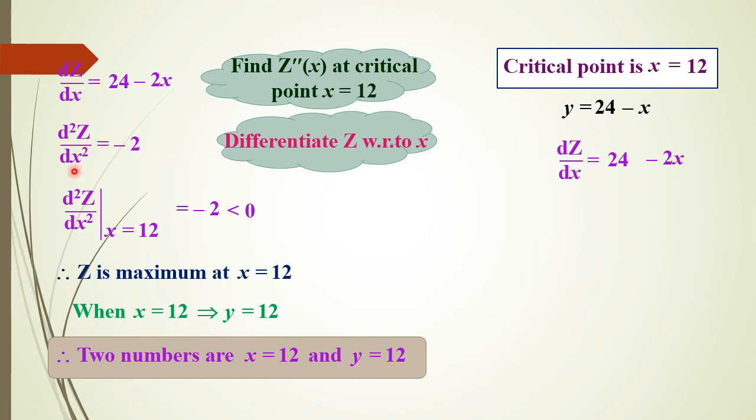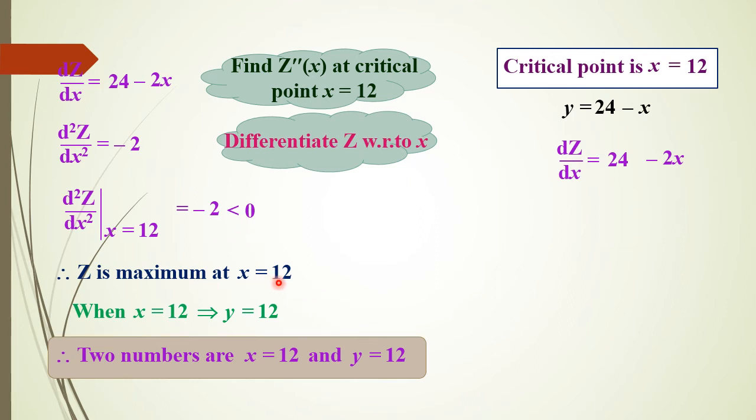So d square z by dx square equals 24's differentiation is 0, minus 2x differentiation is just 2. So x equal to 12 is called a critical point. There is no x in this term. So minus 2, it is less than 0. So it is maximum at x equal to 12.